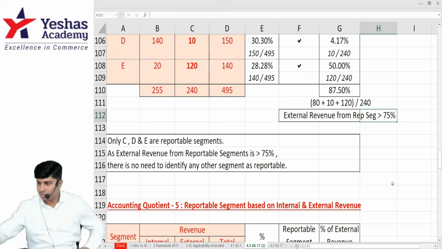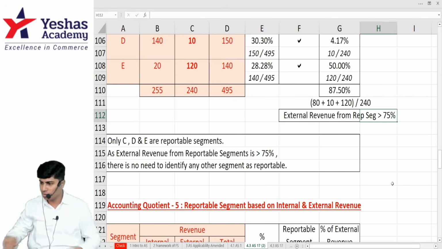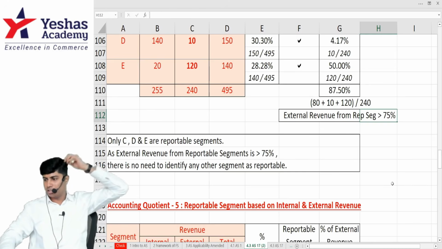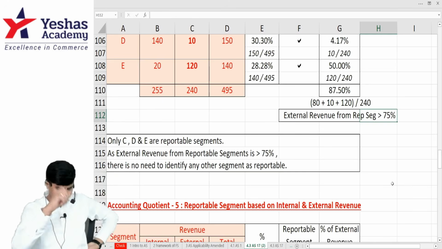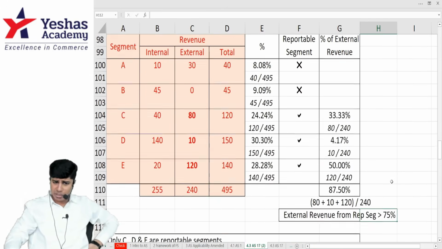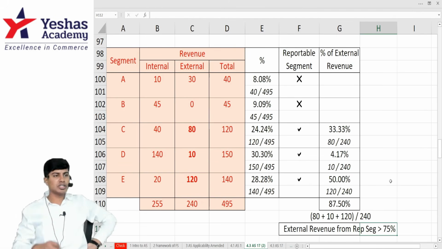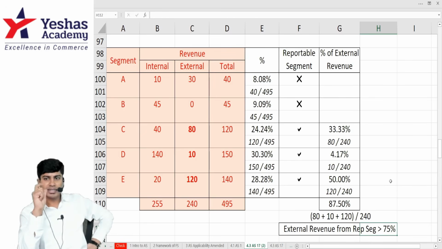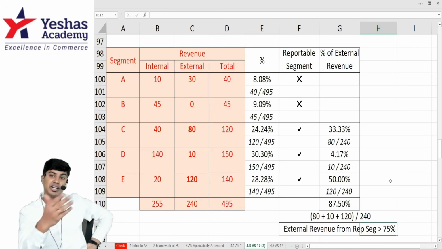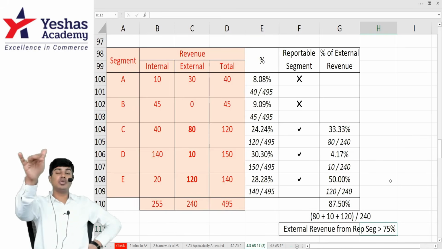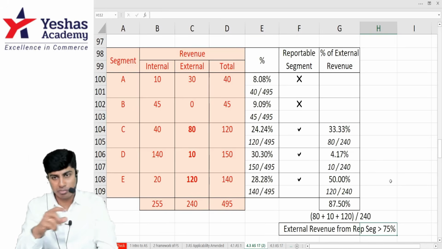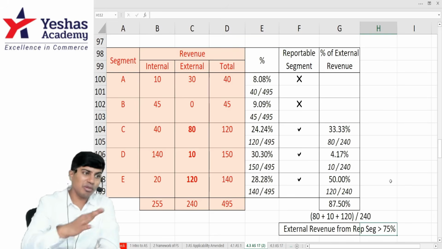Sir, can we take A for external revenue, though A is not fulfilling the 10% condition? Okay, Akila. At first, A will not be taken as a reportable segment. Based on 10% criteria, A and B are not reportable. Based on 10% criteria, C, D, and E are reportable. Segments identified as reportable based on 10% criteria will be checked for total external revenue from reportable segments. If it comes to 75 or more, good.